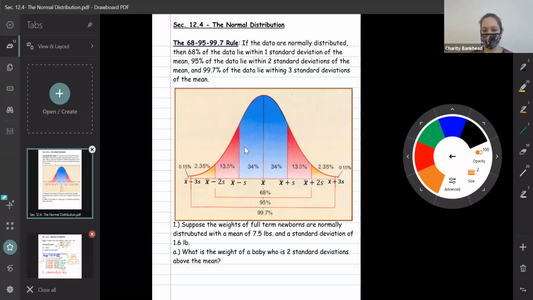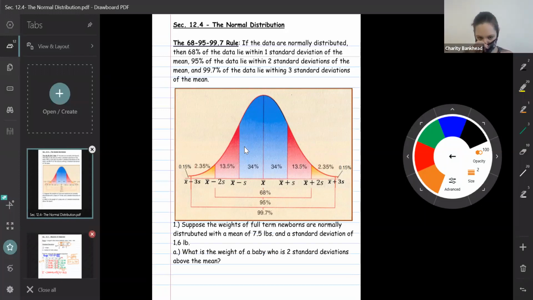So you have the mean. The mean is right in the middle. And then you have the standard deviation. So 68% of the data is in the middle within one standard deviation on either side of the mean. And then within two standard deviations, you have 95% of the data. And within three standard deviations, you have 99.7. So it's 68, 95, and then 99.7.